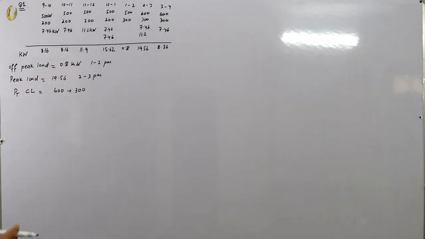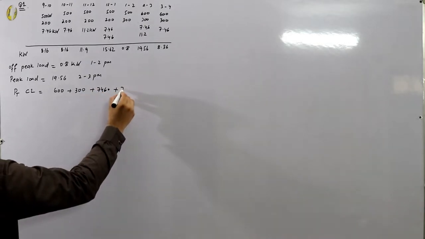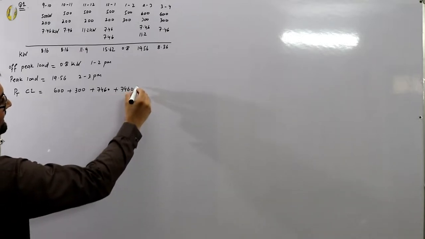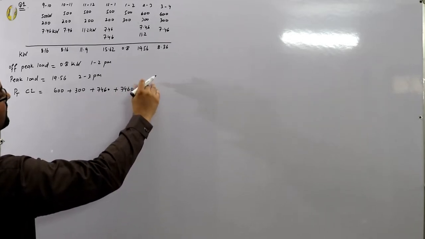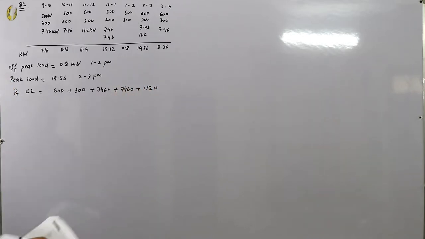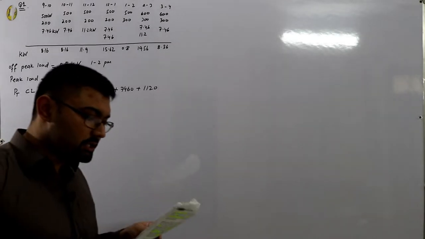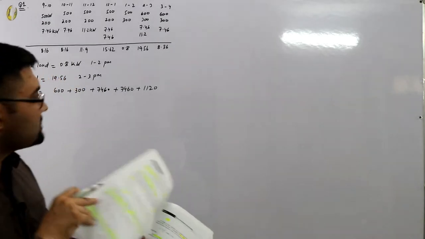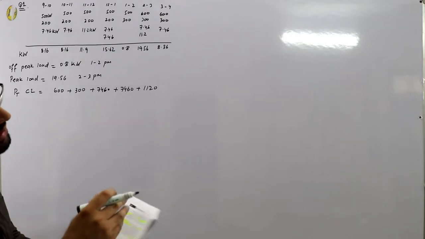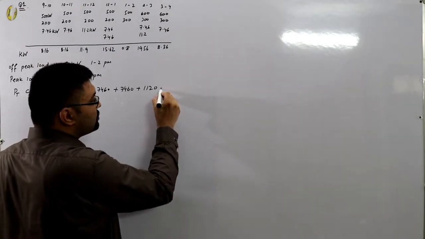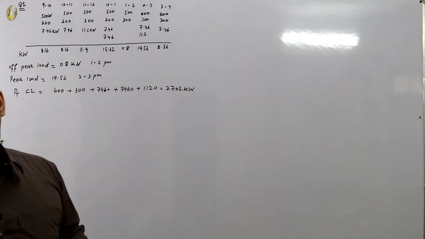So 300, right? Then he has an air compressor for 7460 watts. Then he has a lathe machine for 7460 watts. Then he has a milling machine for 11120 watts. He's got lights, fans, a lathe machine, a milling machine, and an air compressor. So you sum them all up. His connected load, without going for the exact value, seems to be 27.02 kilowatts. This is your connected load.